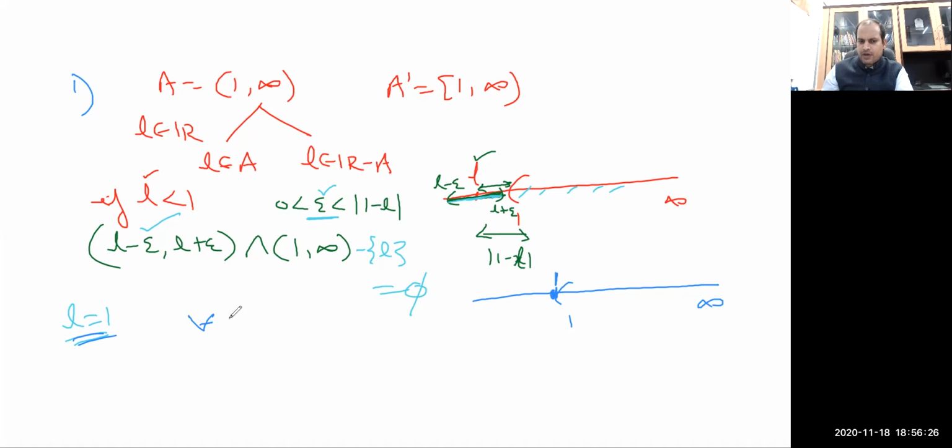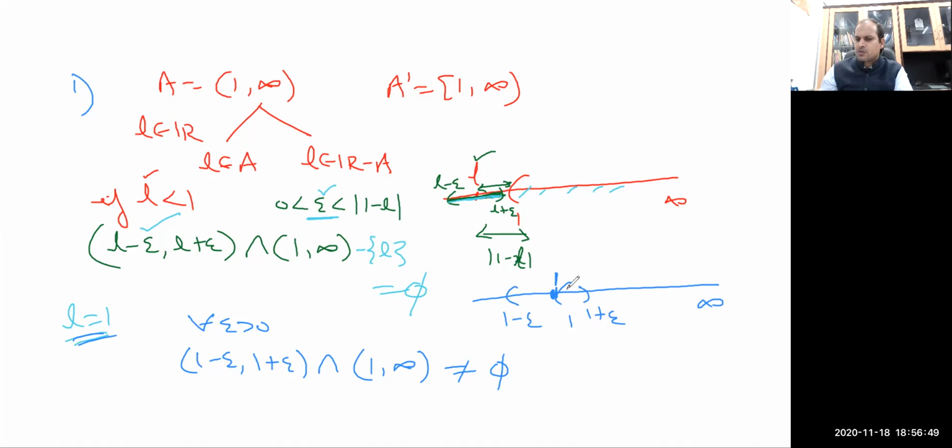So whatever neighborhood we choose for L, 1 minus epsilon, 1 plus epsilon, its intersection with the open interval 1 to infinity is going to be non-empty. This is going to be non-empty because of the portion between 1 and 1 plus epsilon. So this portion is going to intersect. It will contain infinite members from this set A. This is the reason why L equal to 1 is going to be its limit point.